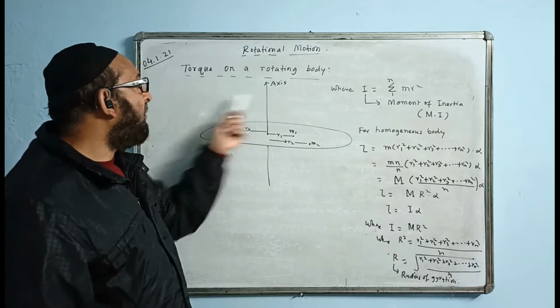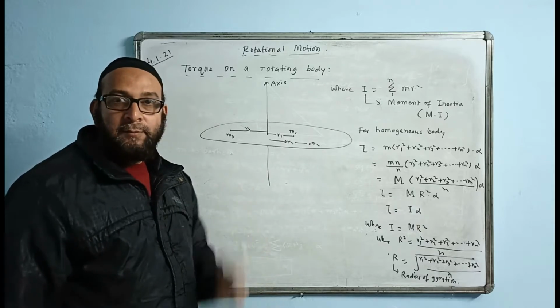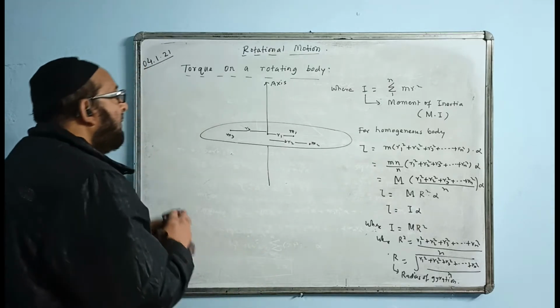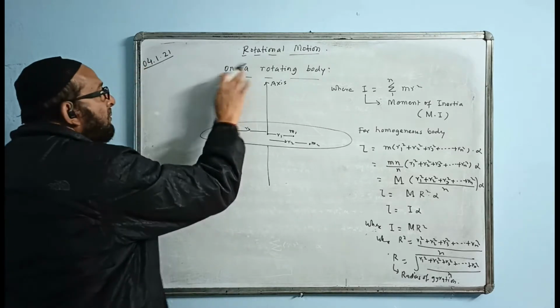So what is the formula of torque acting on the rotating body? Torque is equal to I alpha. Okay. Next heading you can give is kinetic energy.